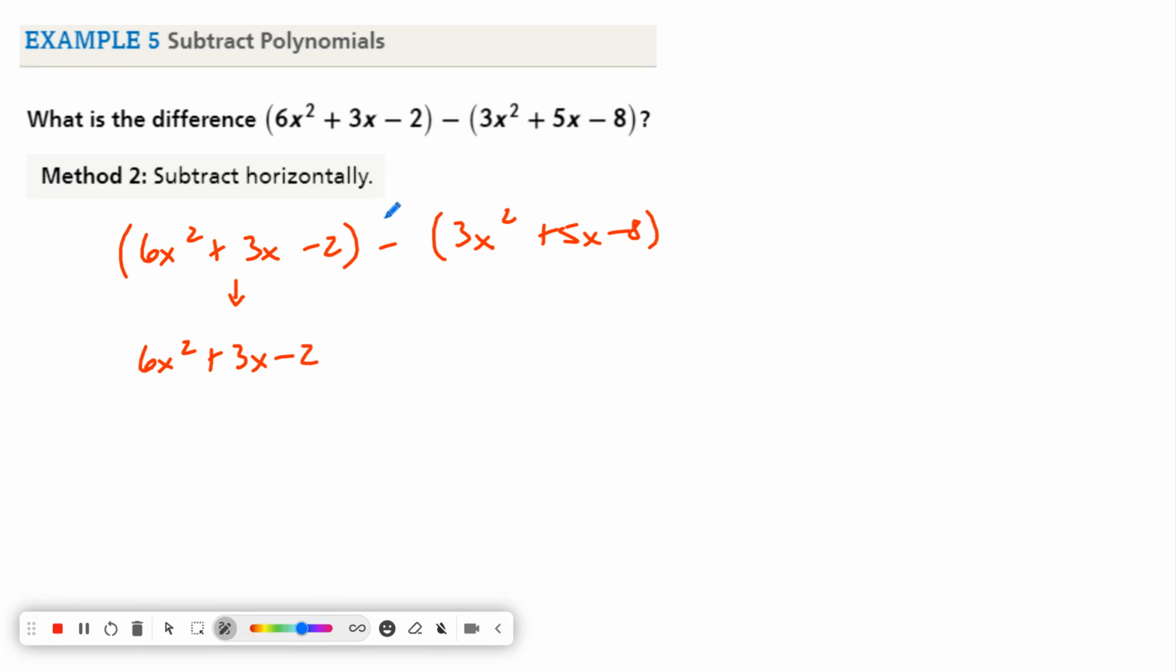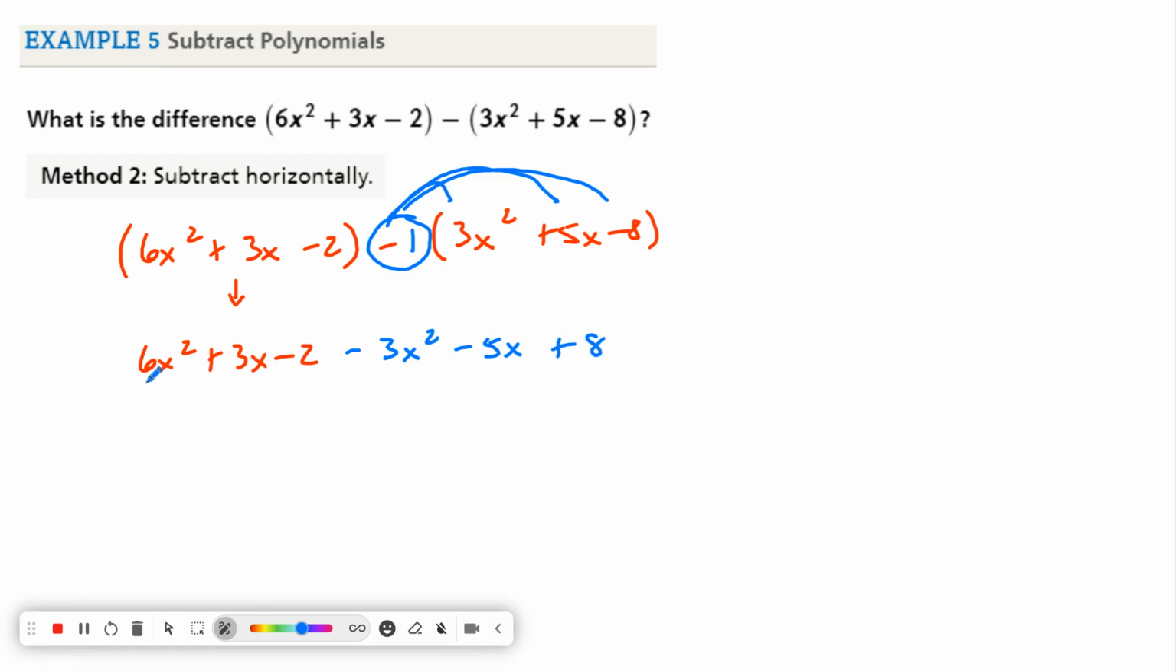But now I need to, just like I did vertically, distribute this minus sign. You can think of this minus sign as a negative 1. That negative 1 needs to be distributed to each of the terms, which means they just change sign. So the 3x squared becomes negative 3x squared. The positive 5x just becomes negative 5x. And the negative 8 just becomes positive 8.